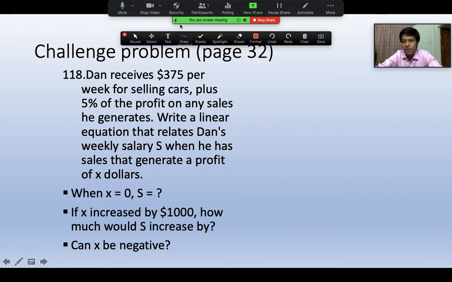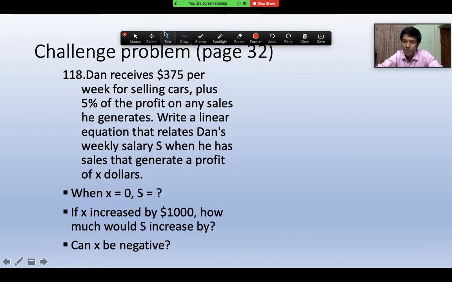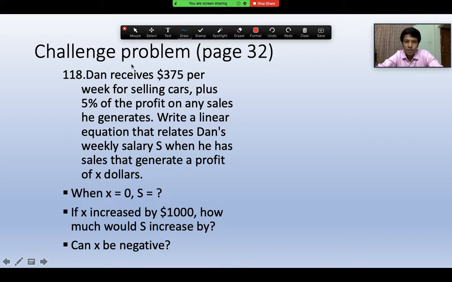Because at the end of the day, why do we learn all these equations, formulas, and so on? Why are we learning this? So that we can apply them in real life situations. That's why we are going through all of them. That's the main purpose. So this is the real life thing.